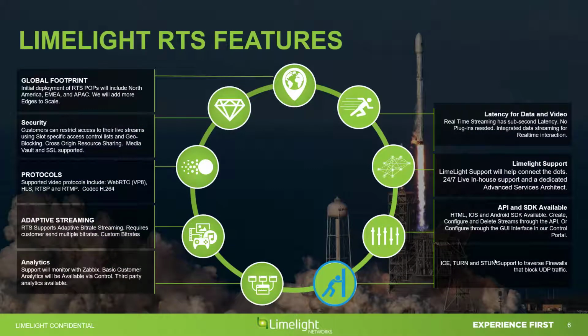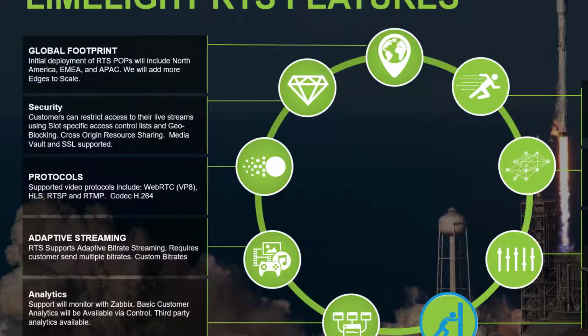Let's talk about some of the Limelight RTS features. Limelight Real-Time Streaming has a global footprint with initial deployments of real-time streaming in America, EMEA, and APAC. For security, customers can restrict access to their live streams using slot-specific access control lists and geo-blocking. We also support CORS, or cross-origin resource sharing, to make sure that your traffic is coming from an approved domain. Real-time streaming also supports Media Vault and SSL.